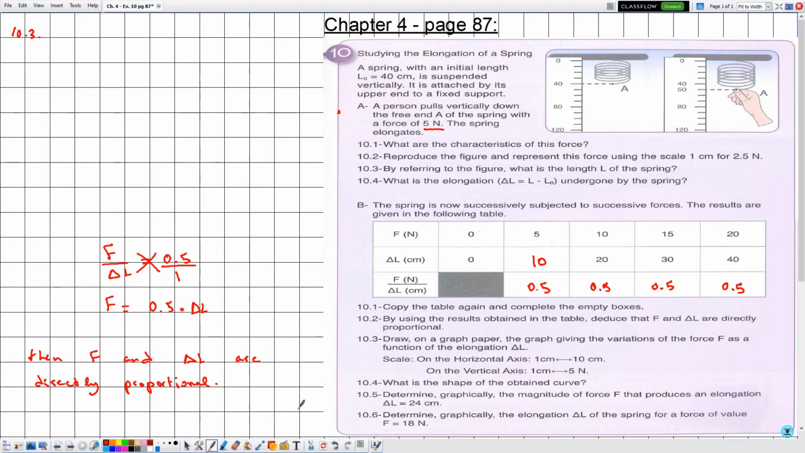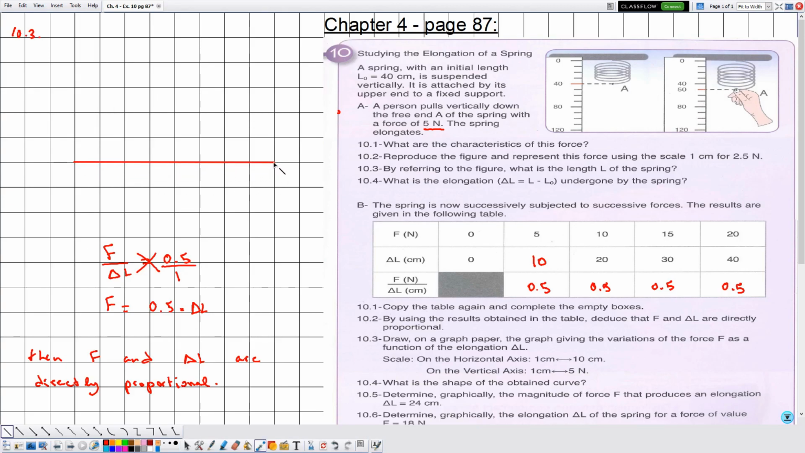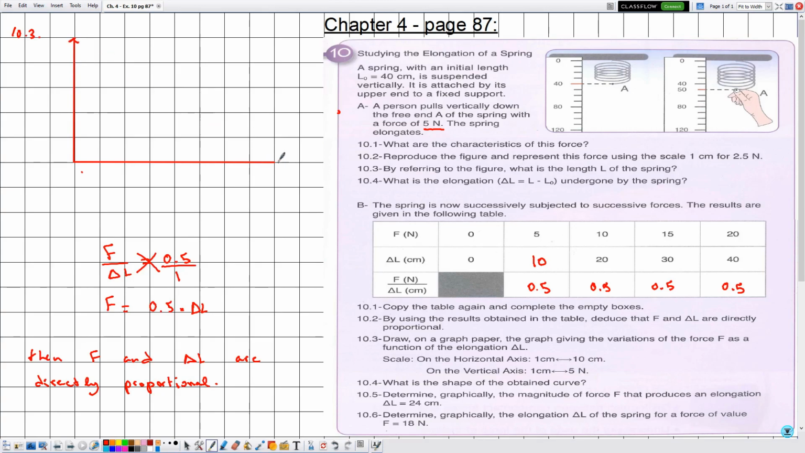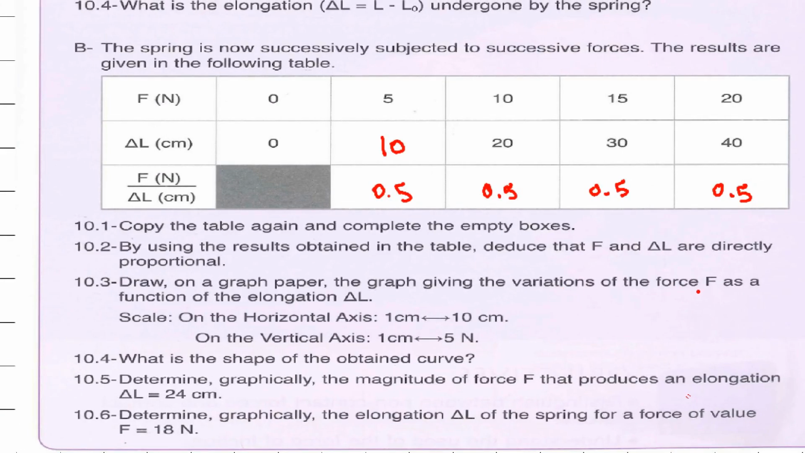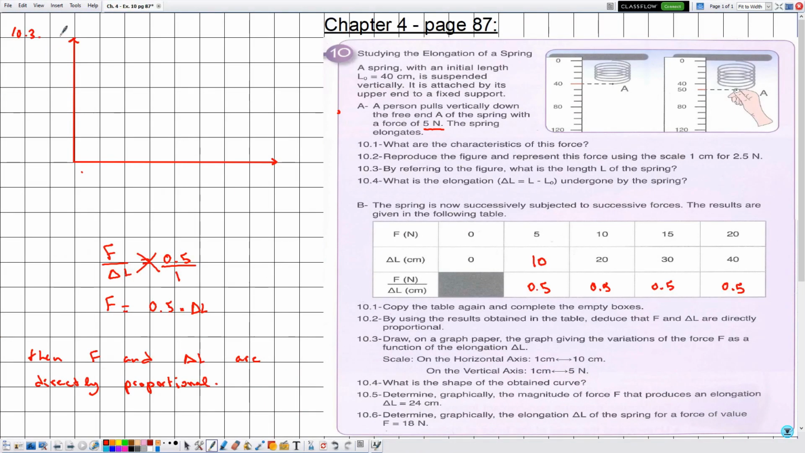So whenever we need to draw the graph, first we will draw the system. So this is the x-axis and this is the y-axis. And the next step is to label correctly the x-axis and the y-axis. Notice that here they are telling me the variation of the force F as function of the elongation delta L. So the first variable that comes after the variation is the force F, then this will be on the y-axis. So here we will put the quantity F, and on the x-axis we will put the elongation delta L.